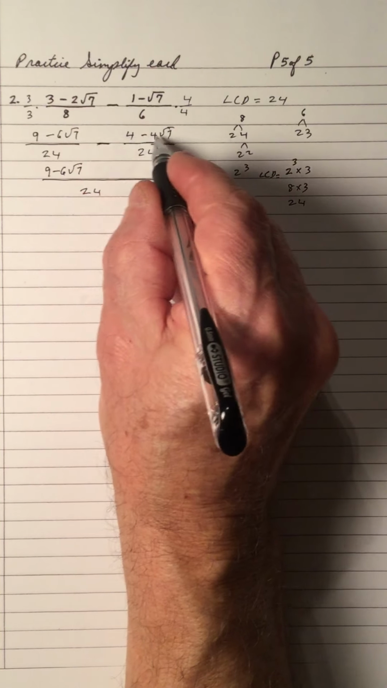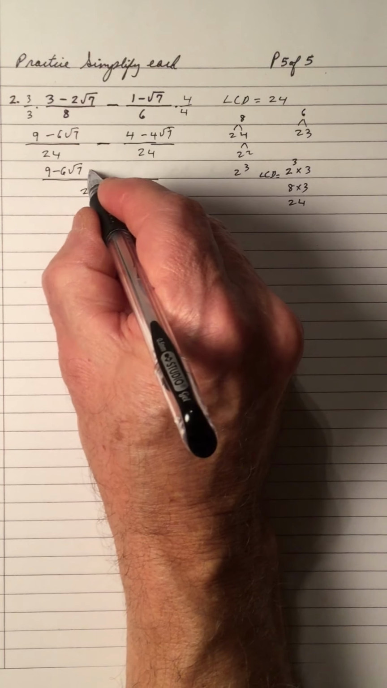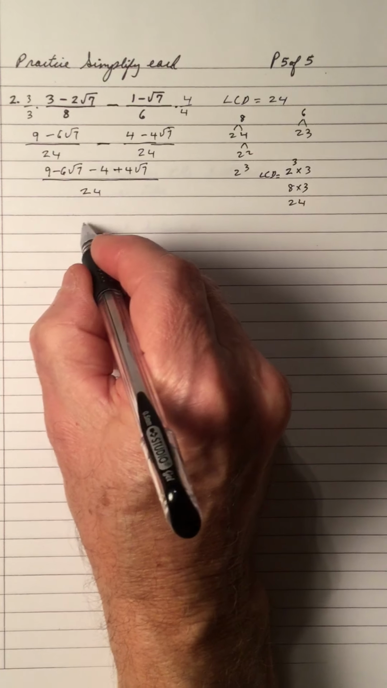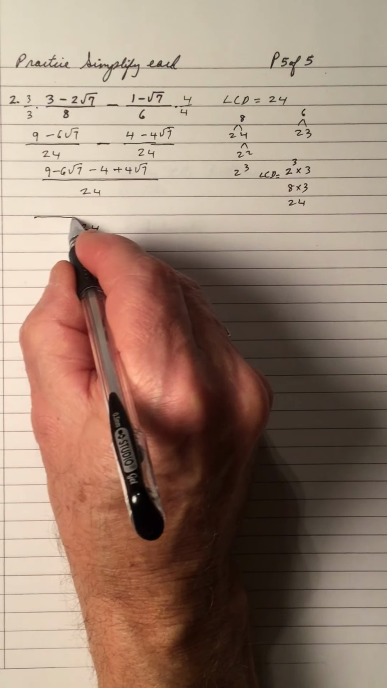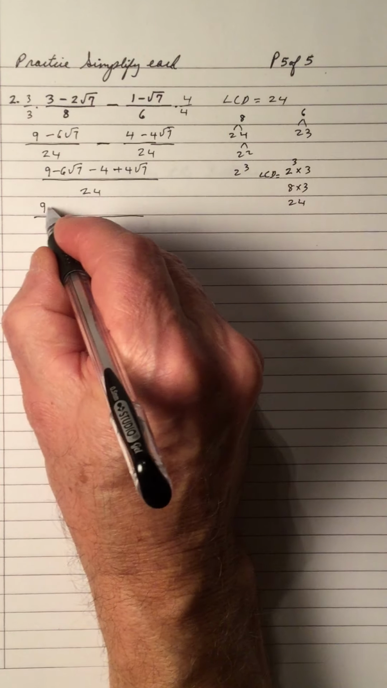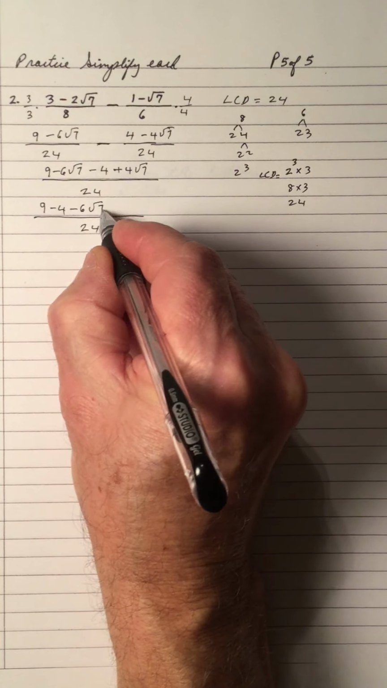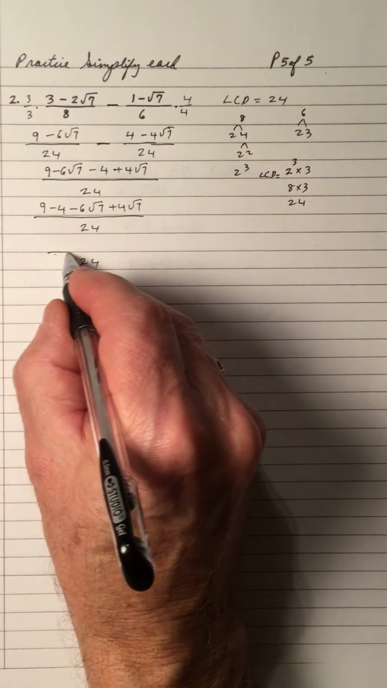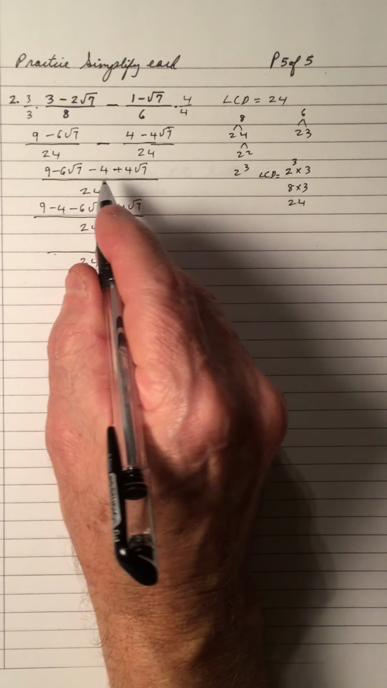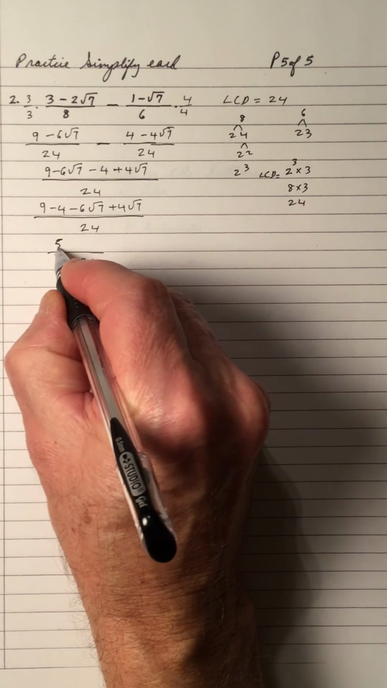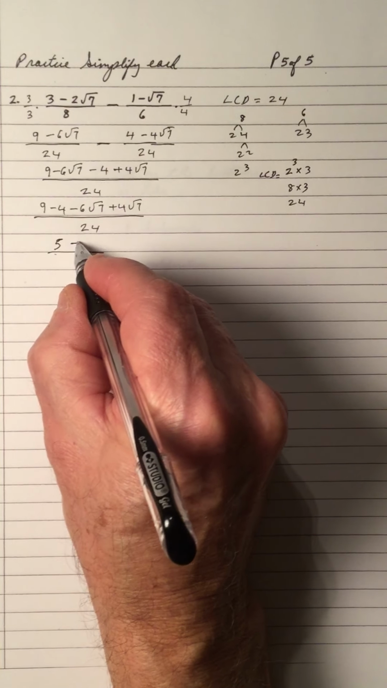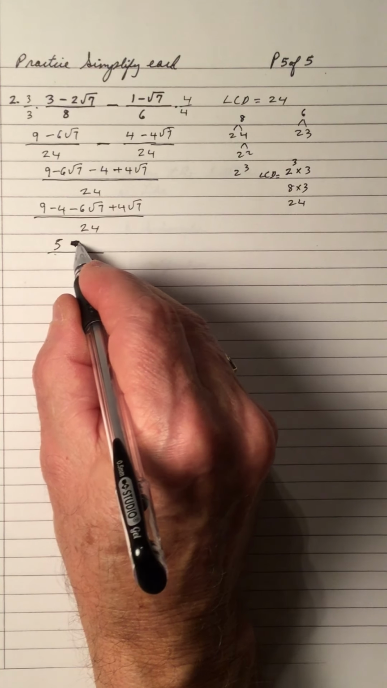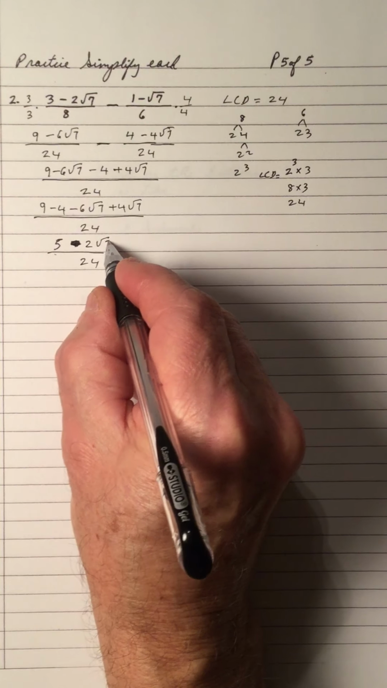The subtraction changes these signs. That makes that a negative 4 and a positive 4 root 7. Beware of the subtraction. The subtraction is the trouble. And then we have a 9 minus 4 minus 6 root 7. Notice I'm grouping the like terms. I did not change the signs. Signs stayed the same. And 9 minus 4 is 5. Negative 6 plus 4 is a minus 2. That's a negative there. Negative 2 root 7.